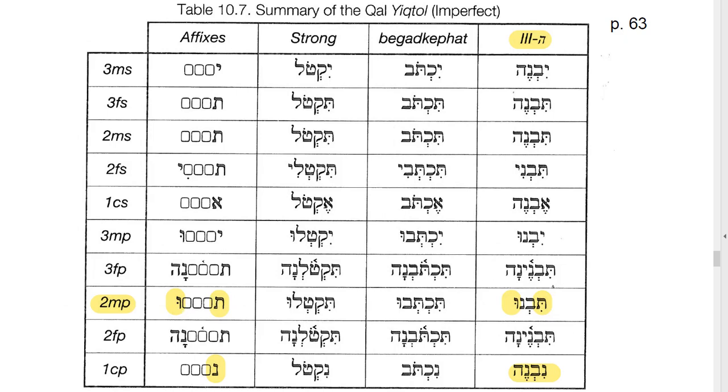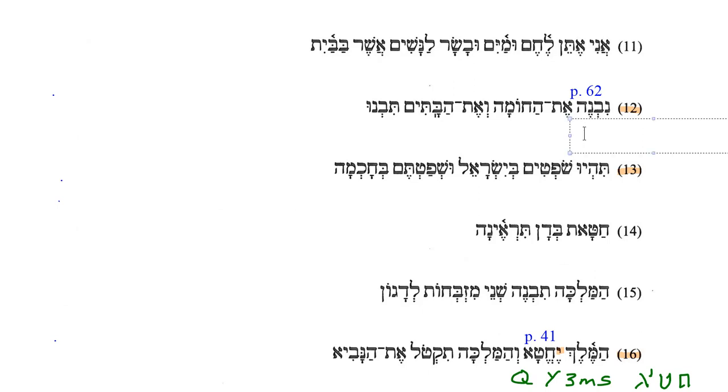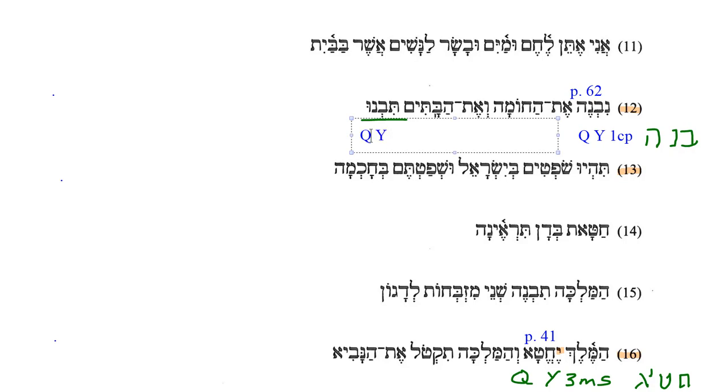So let's go back. Here we have a Qal Yiqtol, first common plural, and our root is bana. And then over here, we saw that was also the same root, and that was a Qal Yiqtol, second masculine plural, and that is our same root, bana. I won't write it again. So that's our same root.